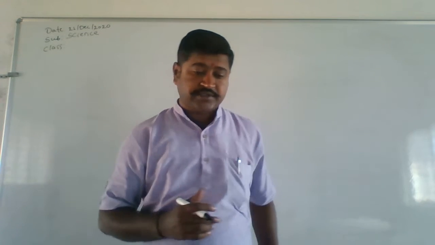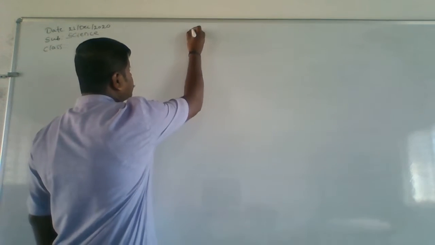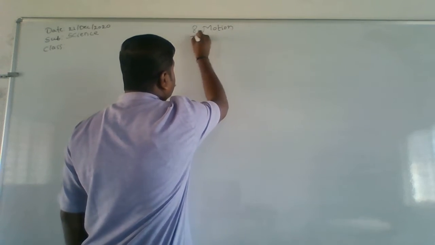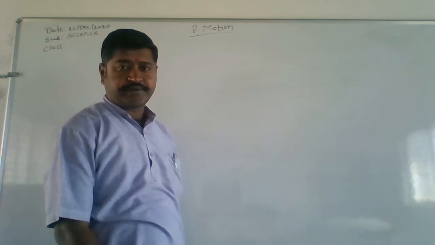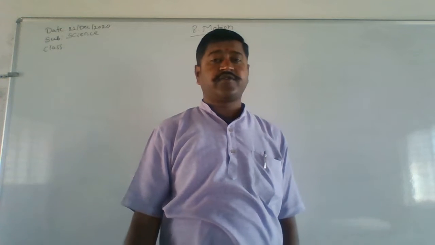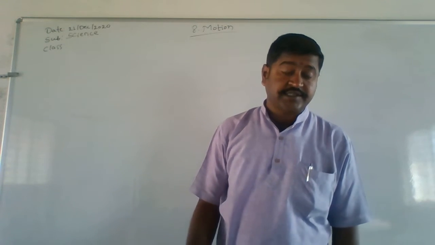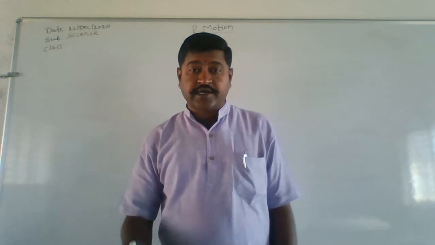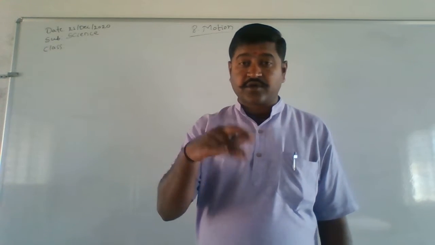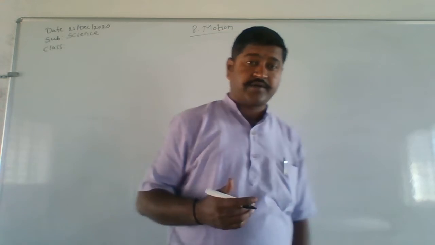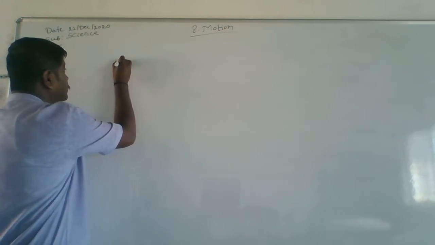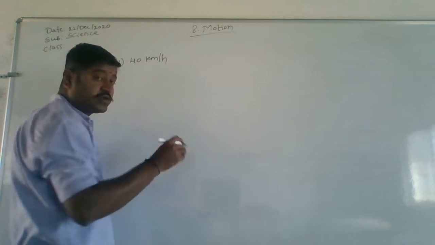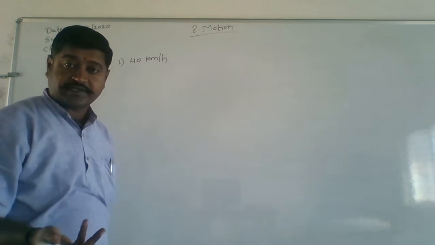So coming back to syllabus, we had started number 8, motion, and we have studied uniform motion, non-uniform motion, velocity, distance, displacement, right? So now what we will do, I think I had given some examples to convert that into meter per second. For example, first one, 40 kmph. How this has to be converted to meter per second?